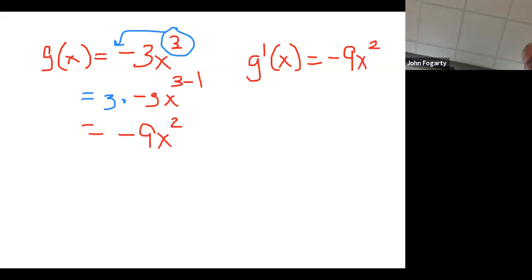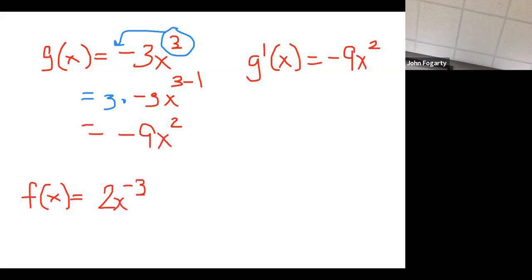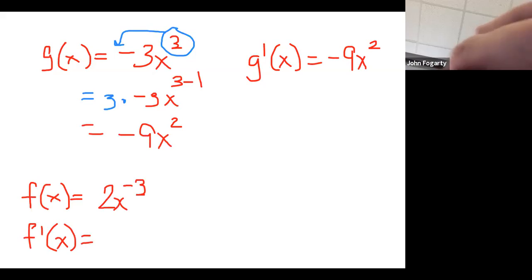Does that make sense? Try this one on your own. f of x equals 2x to the negative 3rd. What's f prime of x? Work that out for yourself.